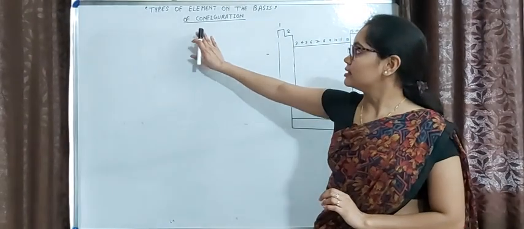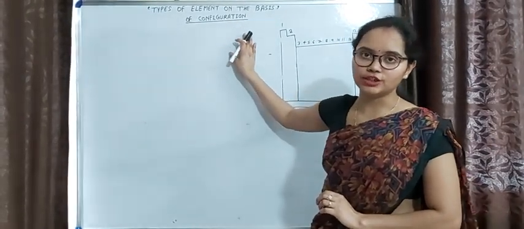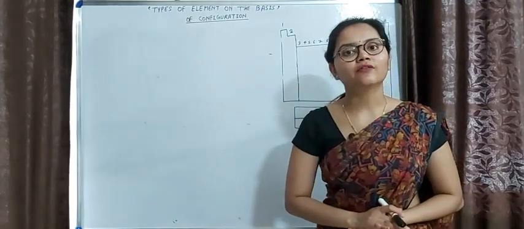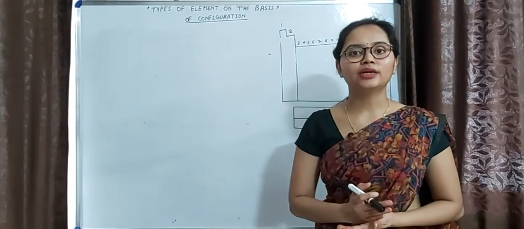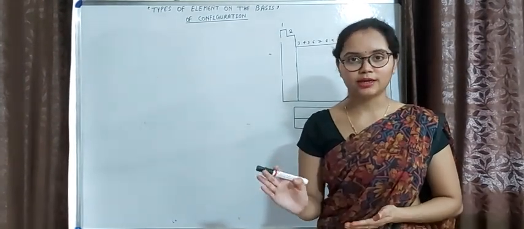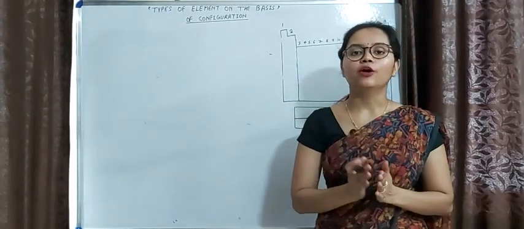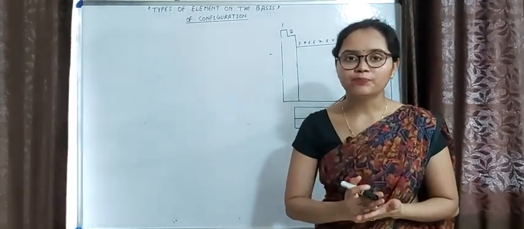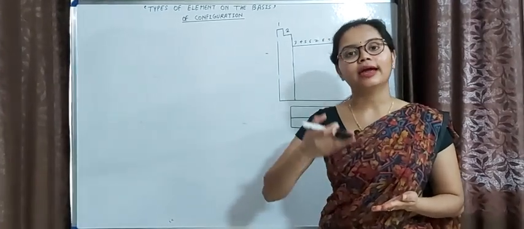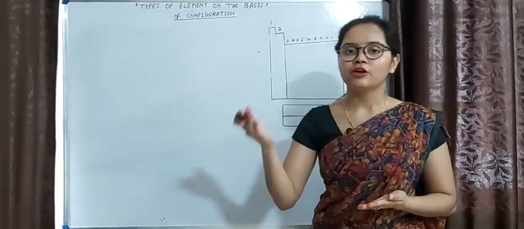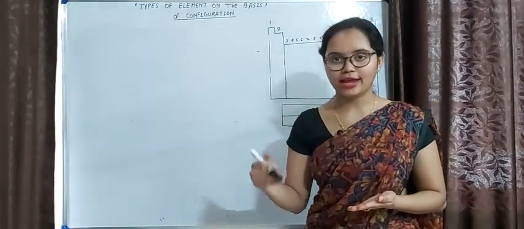Our today's topic is types of elements on the basis of their electronic configuration. As we know, when we write electronic configuration, the differentiating electron can enter into any subshell. It can be S, P, D or F. For some elements the differentiating electron enters into the P subshell, and for some other elements it can enter into S, D or F also.